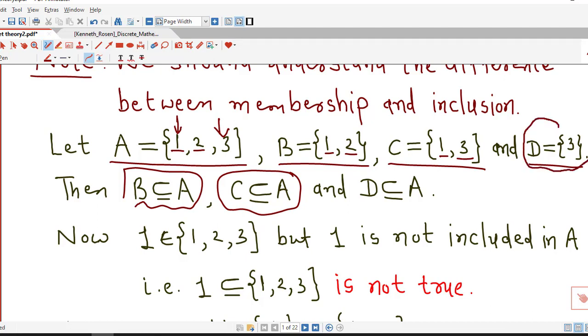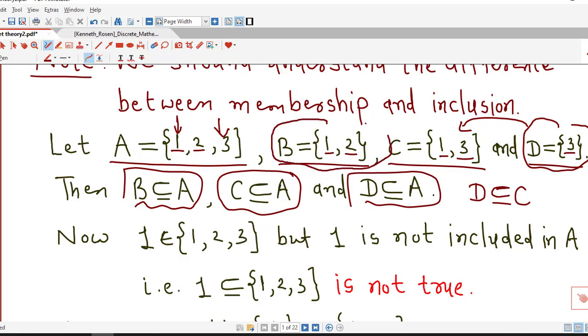And D has only one element 3, which is also present in set A. So D is a subset of A. Also we can see that D is a subset of C, because this 3 is present in C. And D is not a subset of B, because D has element 3, which is not an element of B. So D is not included in the set B.